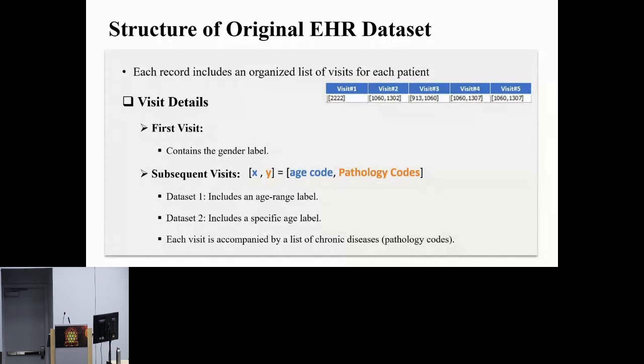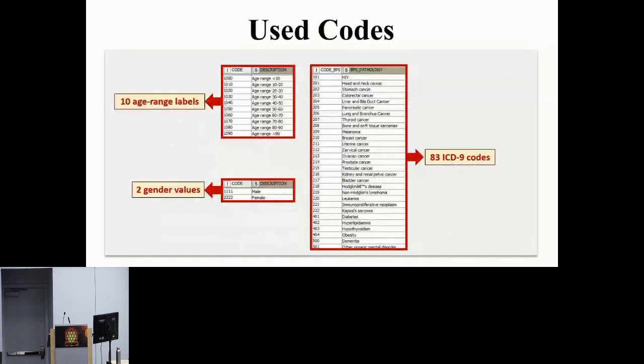Regarding the age code, it is represented in dataset 1 by an age range for decades and in dataset 2 by specific years. For dataset 2, to reduce the number of features generated by our feature engineering approach and to ensure consistency with dataset 1, we have transformed the age resolutions from years to decades. To this end, each dataset now contains 10 age range labels, 83 ICD-9 codes, and 2 gender values.